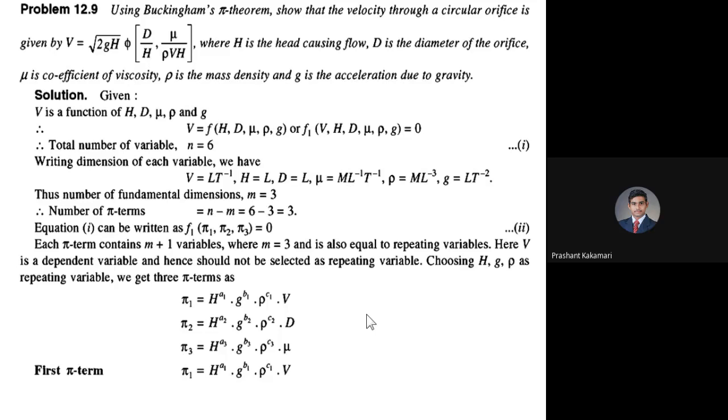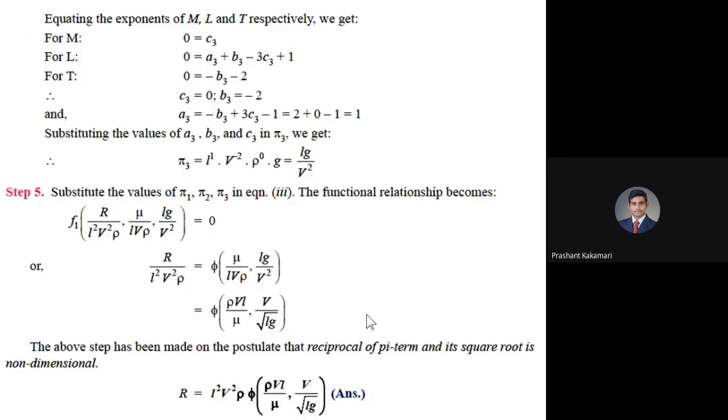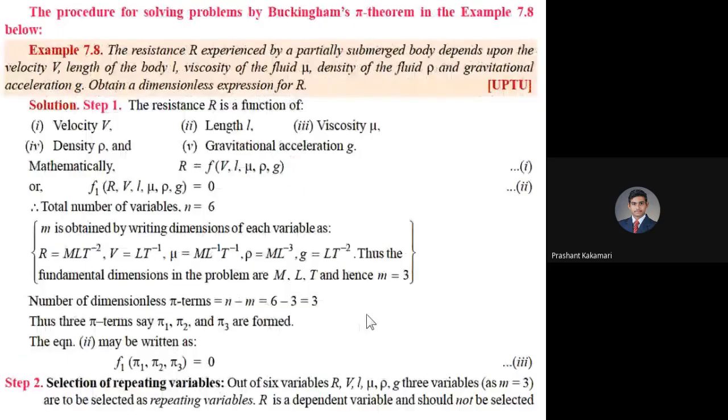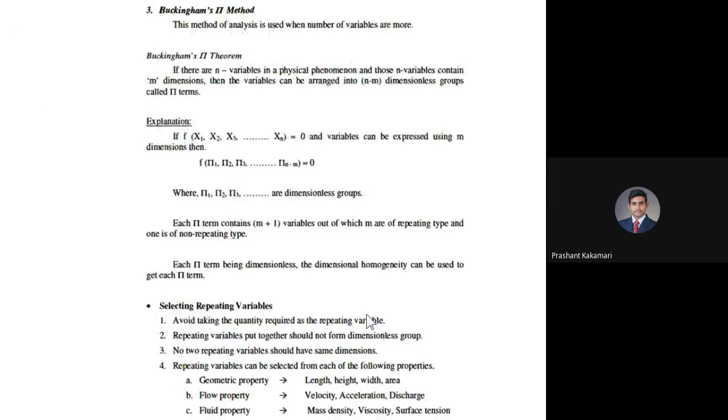And to choose the repeating variables, again I will recall the steps here. What have we done? We have chosen 3 parameters depending upon the MLT. We need to represent by choosing any one dimensional property, any one flow property, and any one fluid property. You can see at the end, in the last 3 steps, if you observe A, B, C, these 3 terms we need to choose because we have only 3 pi terms. In that, we need to find out 3 repeating variables. So these are the 3 repeating variables I will choose.